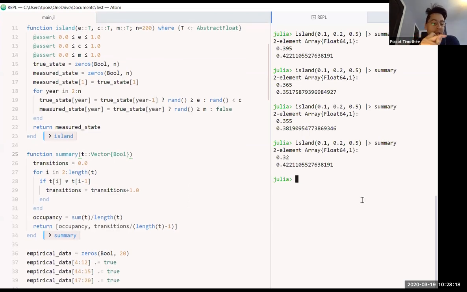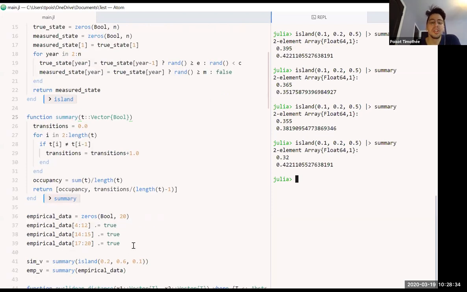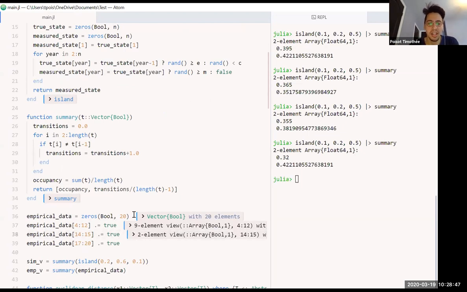So now what we have is a model that is simulating the dynamics of the observation, and we have a way, which is a summary function, of converting these observations into something which we can compare to empirical data. So empirical data, let's say we have 20 years of observation, and we know that from the year 4 to 12, we have detected the insect on the island. Years 14 and 15, we have detected the insect. And years 17 to 20, we have detected the insect.